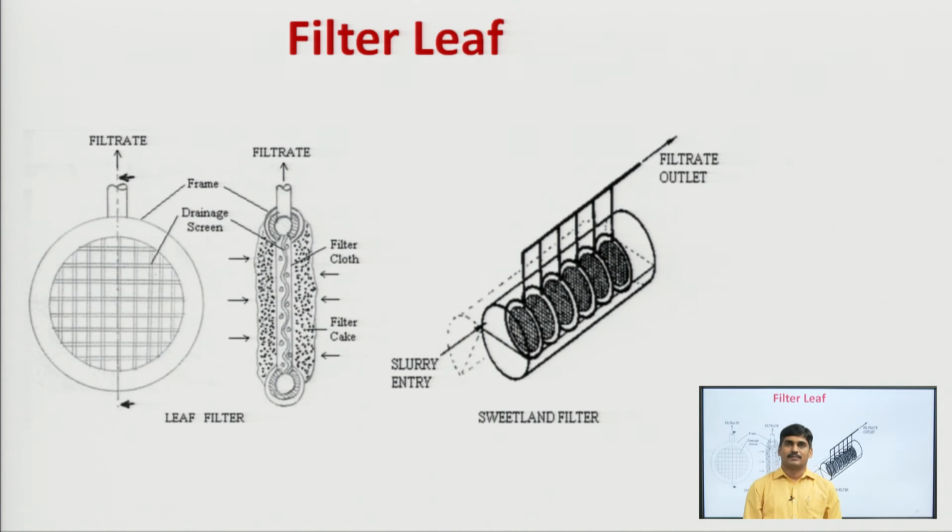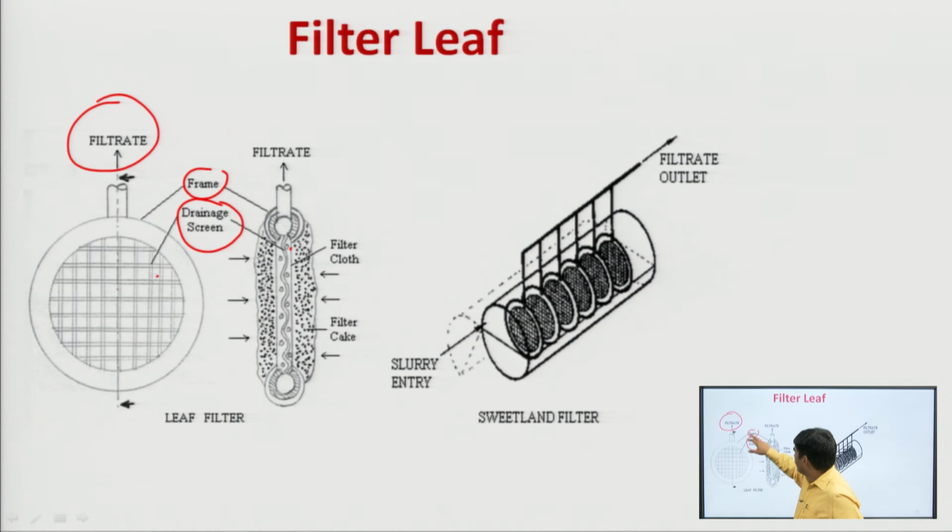This is a diagram showing the filter leaf. This is the portion from where filtrate is collected. These are the drainage screens. This is the frame in which this screen is attached. So, this whole assembly is put into the slurry whose filtration is to be done.